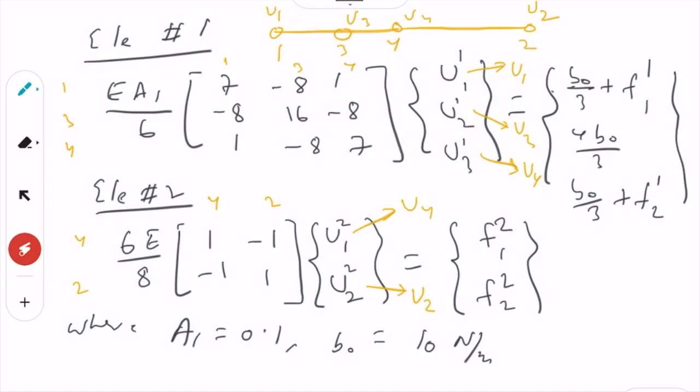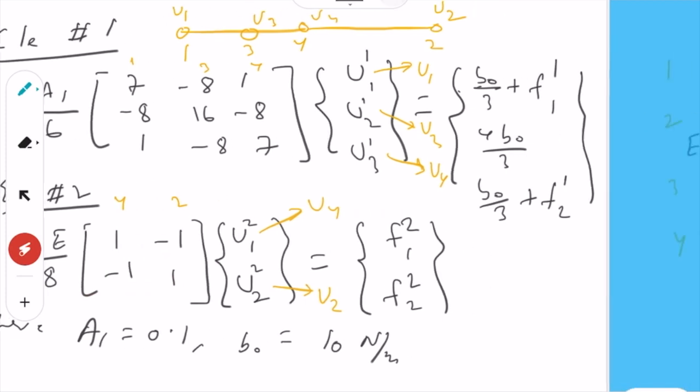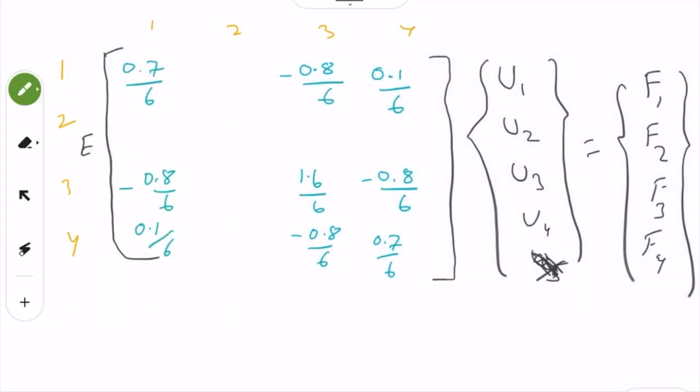So the next one, element number 2, now this we are done with. Now this is 6 over 8, that means 3 over 4, which is 0.75. So 0.75, minus 0.75, minus 0.75, plus 0.75, and that is for 4 and 2. So 4 4 will be 0.75, 2 2 will be 0.75, and 4 2 and 2 4 will be minus 0.75. So accordingly we can write there. Let's go there, and use a different color. So 2 2 and 4 4, and 2 4.